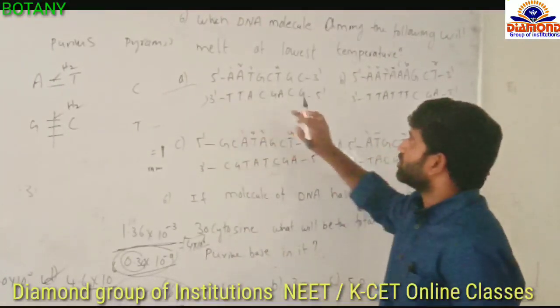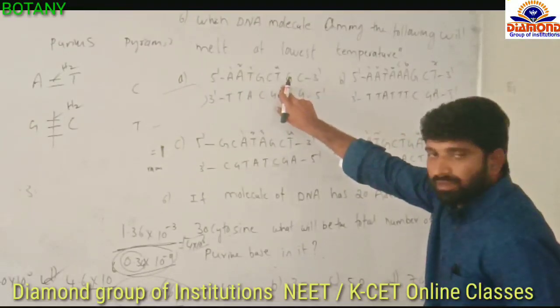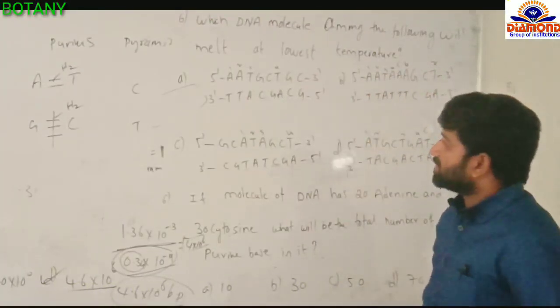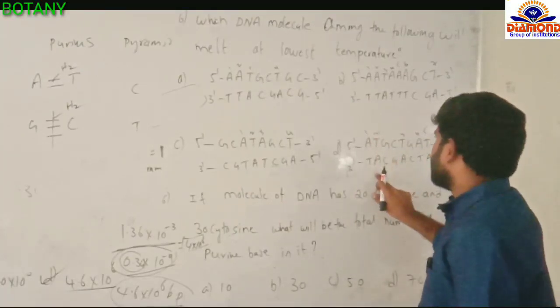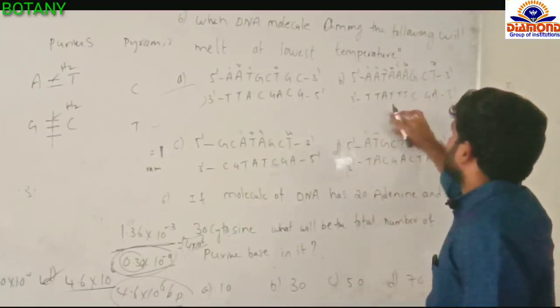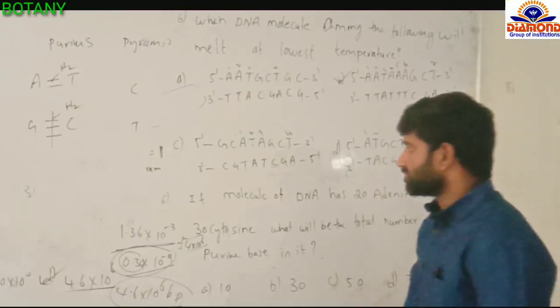According to that, option A contains 4 adenine and thymine, option B has 7 adenine and thymine molecules, option C has 4, and option D has 5 adenine and thymine molecules. So the largest number of adenine and thymine molecules is seen in option B. So the answer is B only.